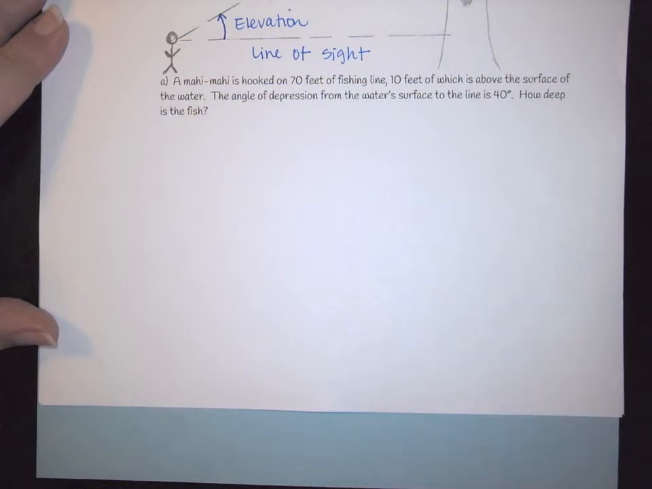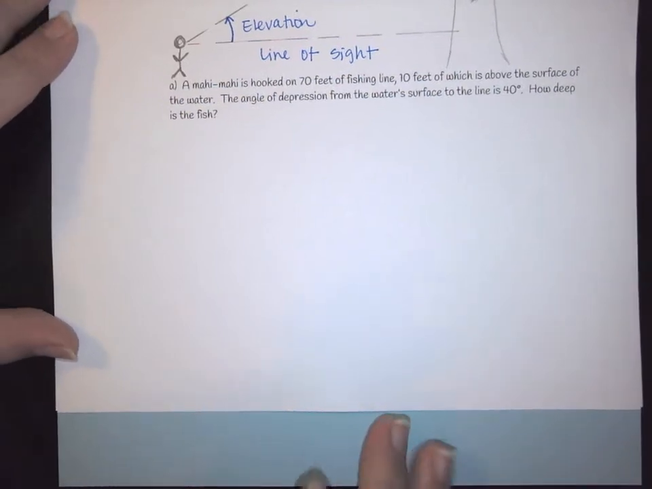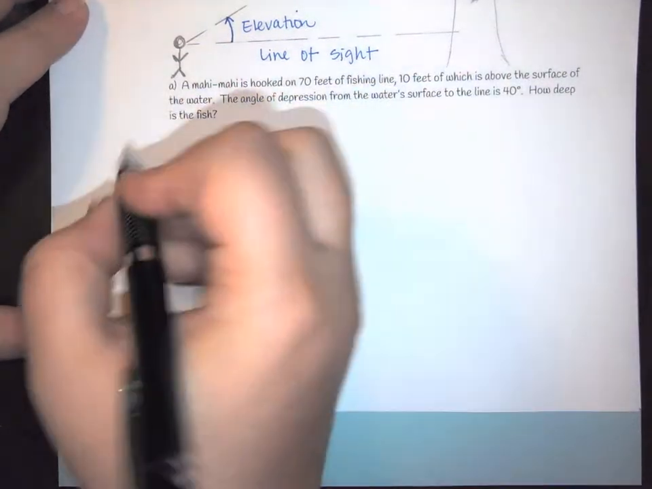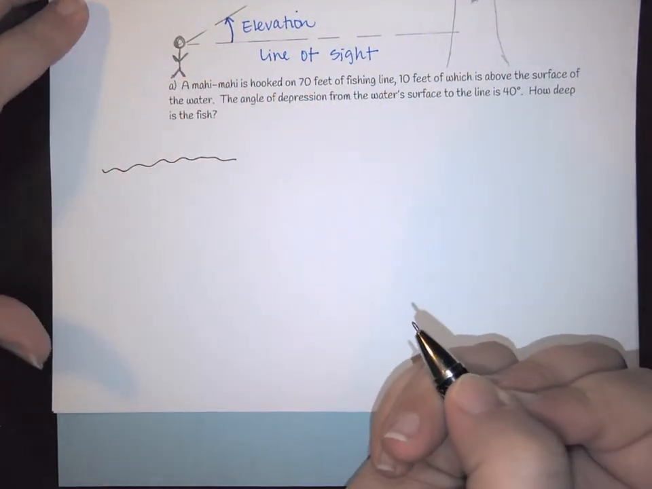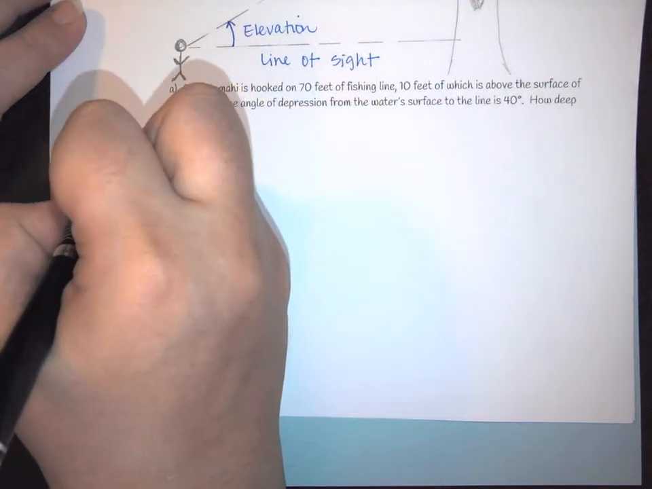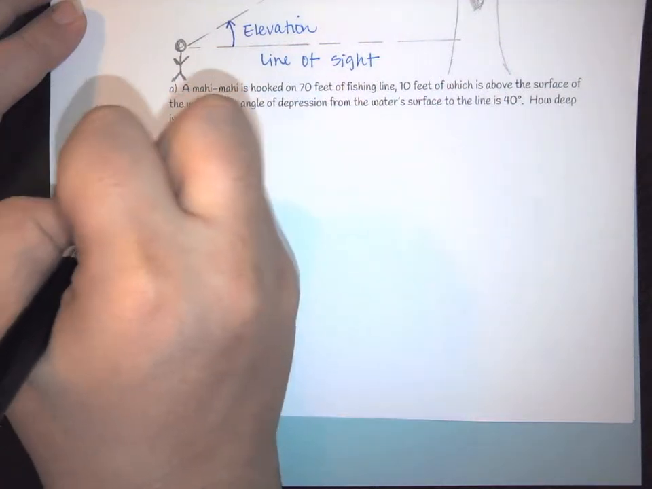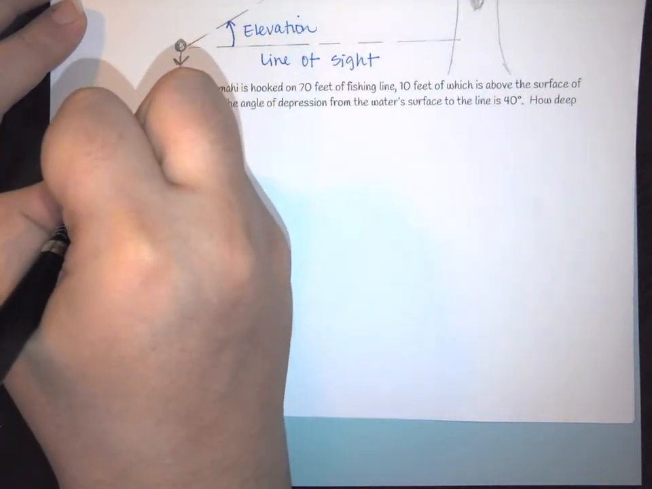So the first thing that you need to do is draw your picture. Now, you don't have to be a perfect artist. This is all I would do. First thing, I know that I've got a water line, so I would put in my water line, which means I've got to have a boat sitting on top of the water. So there's my boat.